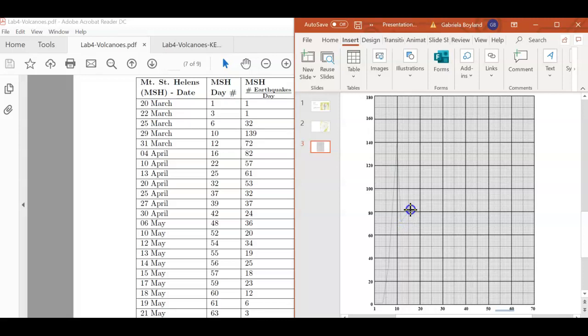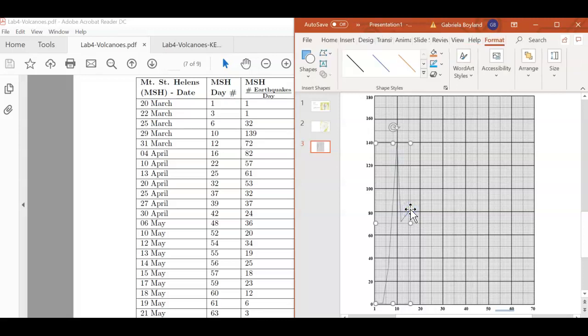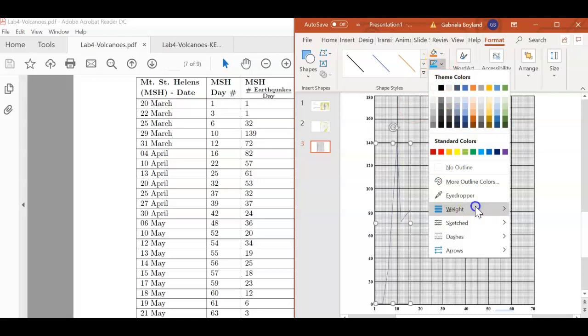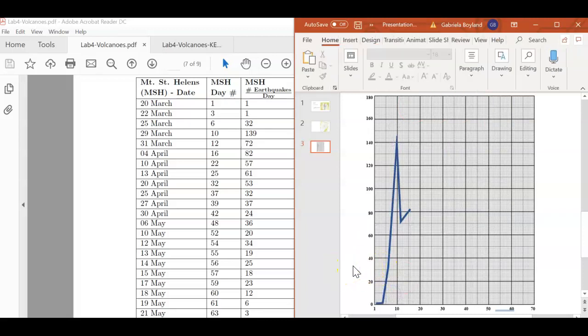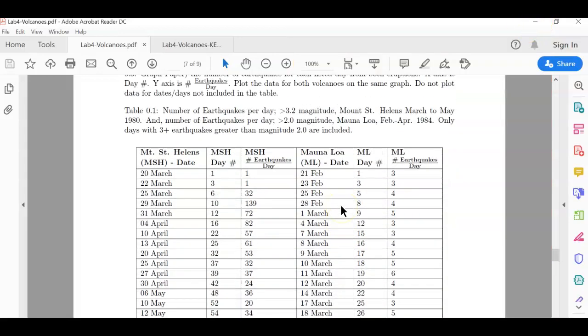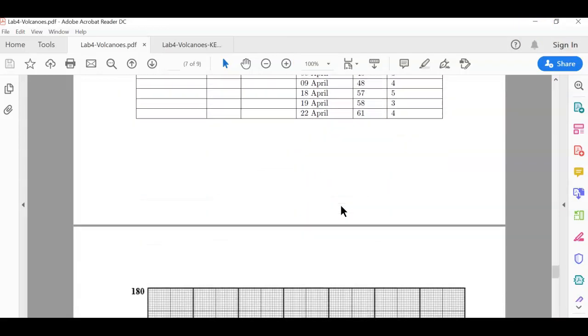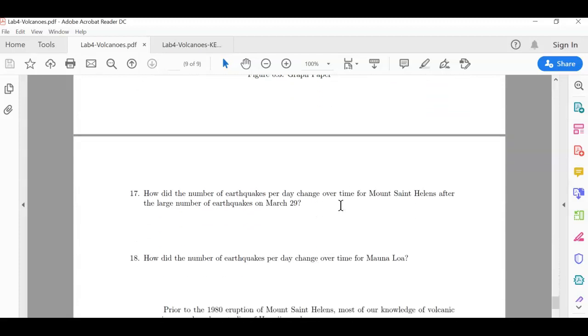And you continue. So you would continue plotting the day numbers versus the earthquakes per day that you obtained. So pretty straightforward. You do the same thing with the Mauna Loa earthquakes. I would do them in a different color, just so that you are clear as to which one is which. Okay, so I'm going to exit from here. So once you have done that, you can continue on to the following questions.